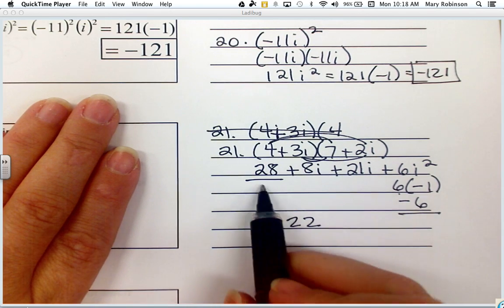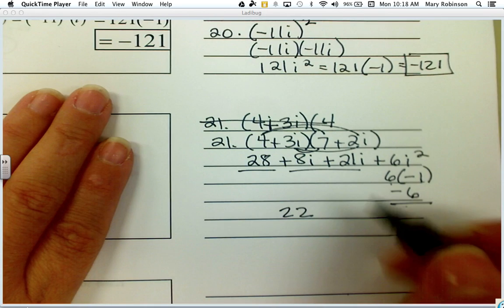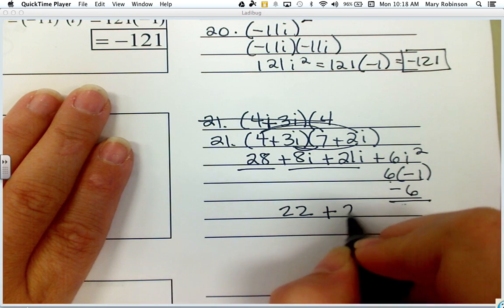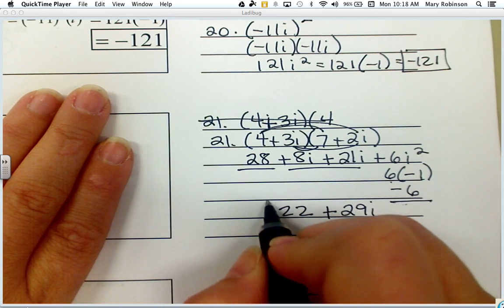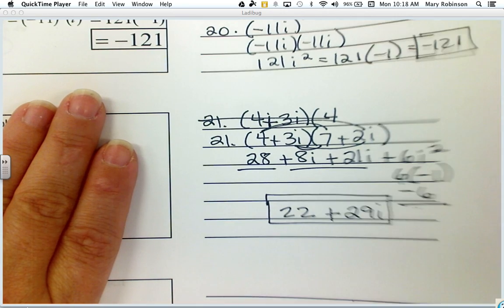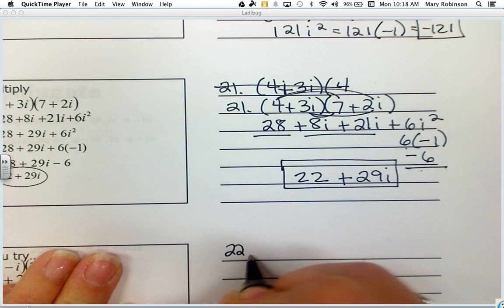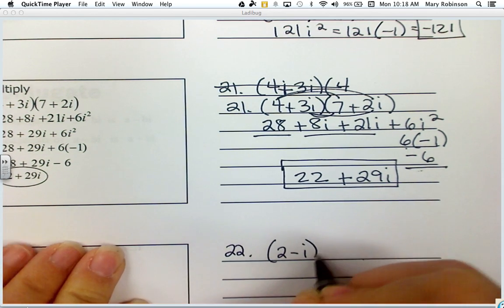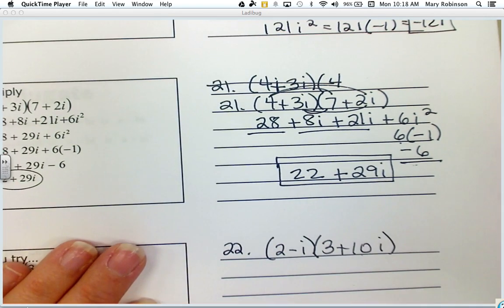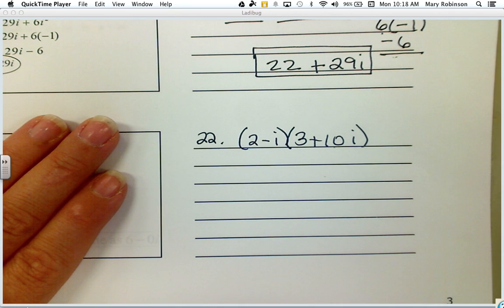Please remember to always write your real part first, so the number. Then put the imaginary part. When we combine 8i and 21i, we get 29i. And that's our answer. So I'm going to give you one to try here. And if you would, press pause, and then you can come back and check your answer. So press pause now and write this down and try it out.